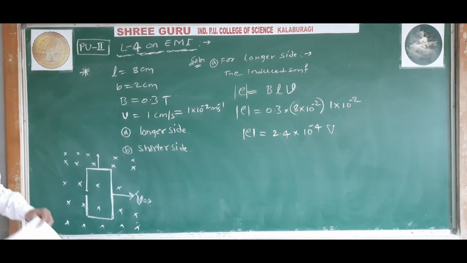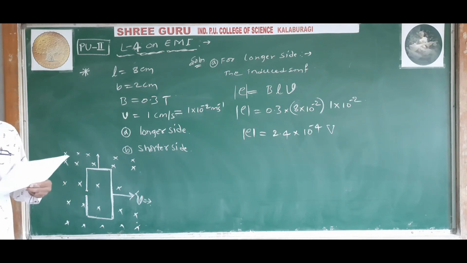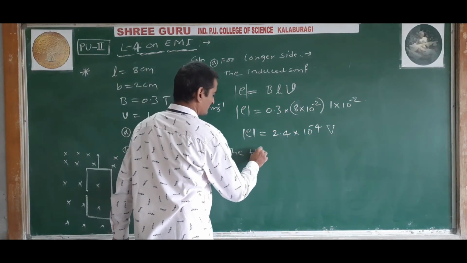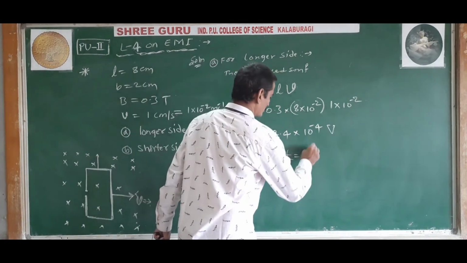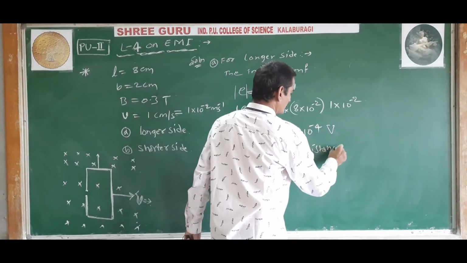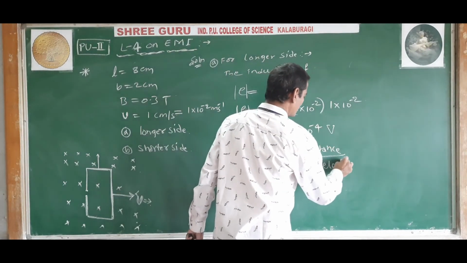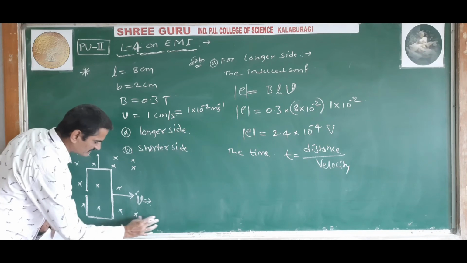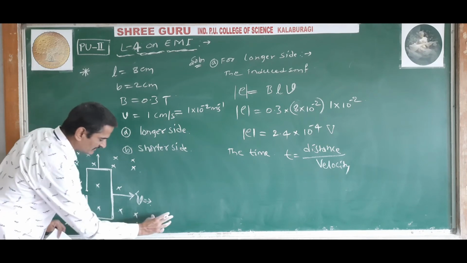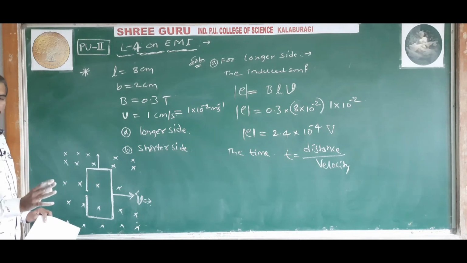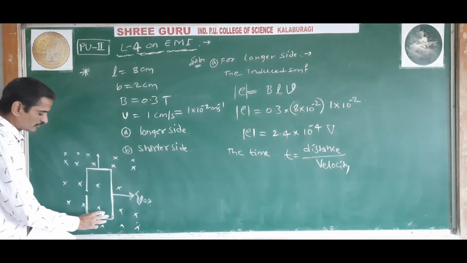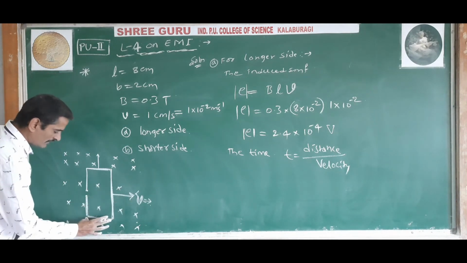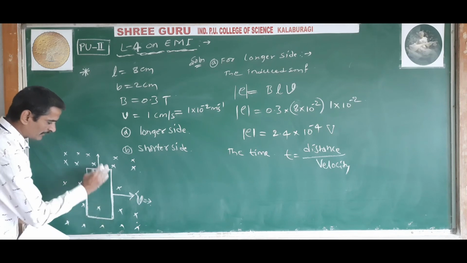And they also asked for how long the induced voltage lasts in each case. The time interval t is equal to distance travelled divided by velocity. As the coil passes through the magnetic field, the induced EMF stops as soon as the entire coil comes out of the magnetic field. So the distance travelled will be this much, not this one.